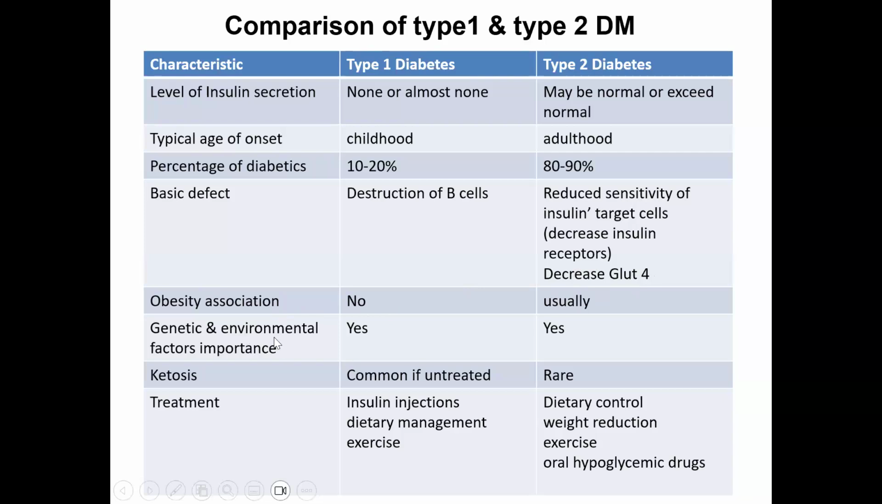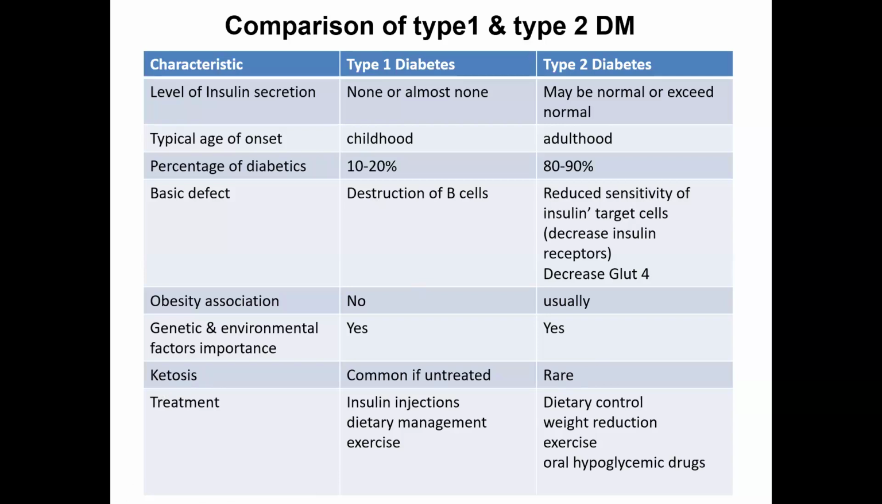Then genetic and environmental factors are important for both type 1 and type 2. If there is a family history in your family, if your parents, your grandparents, any uncle or aunt is having type 1 or type 2 diabetes, then there are more chances that the children will also develop it. So there are genetic as well as environmental factors in both. Then ketosis, or formation of ketone bodies, is common in type 1, whereas it is very rare in type 2.